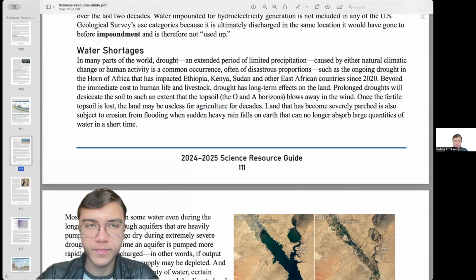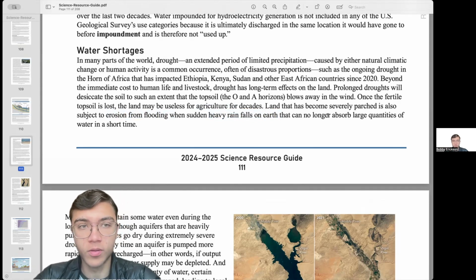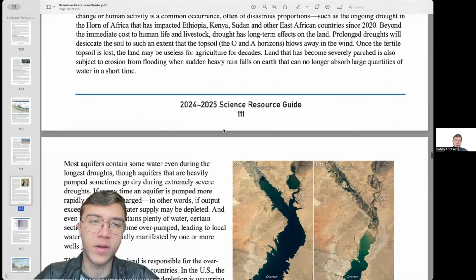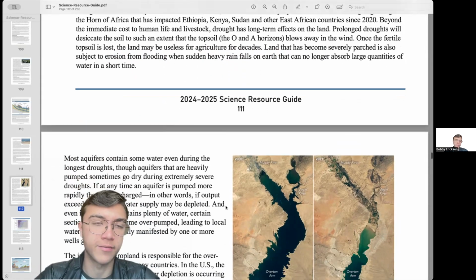We also see that erosion from flooding happens more when there's heavy rain after drought. The soil can't absorb a lot of water because it's so dry, and so the land is very parched, even when it's raining and flooding.